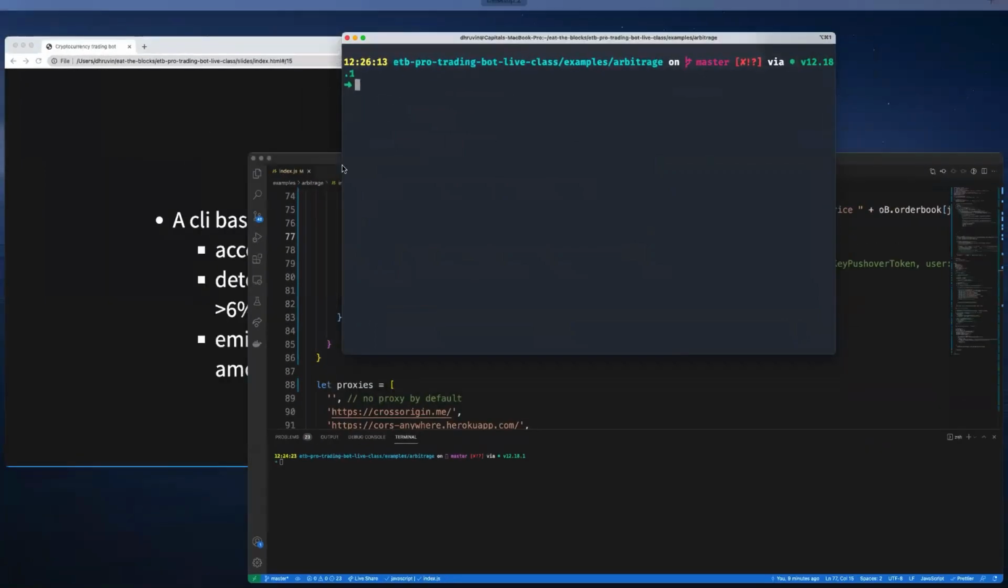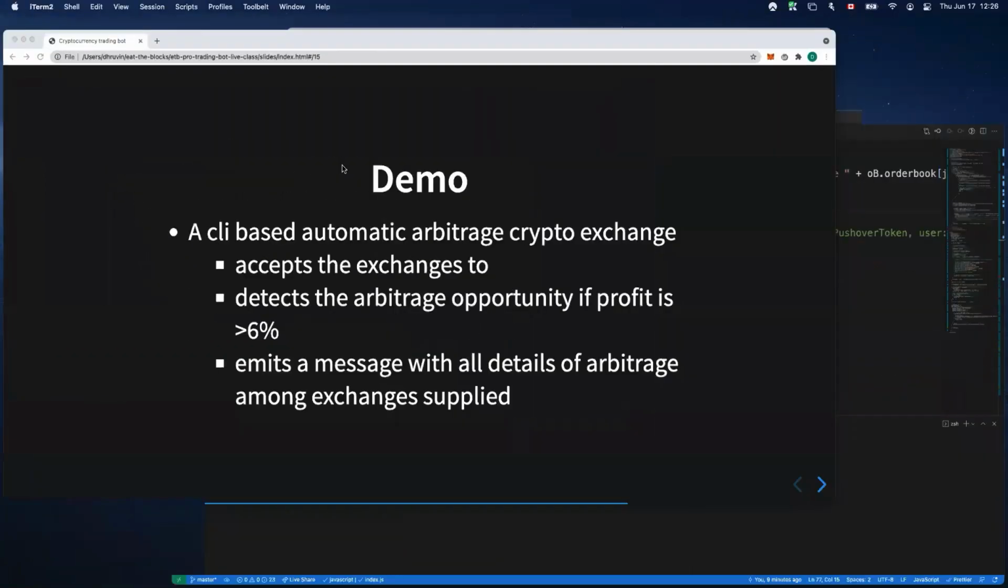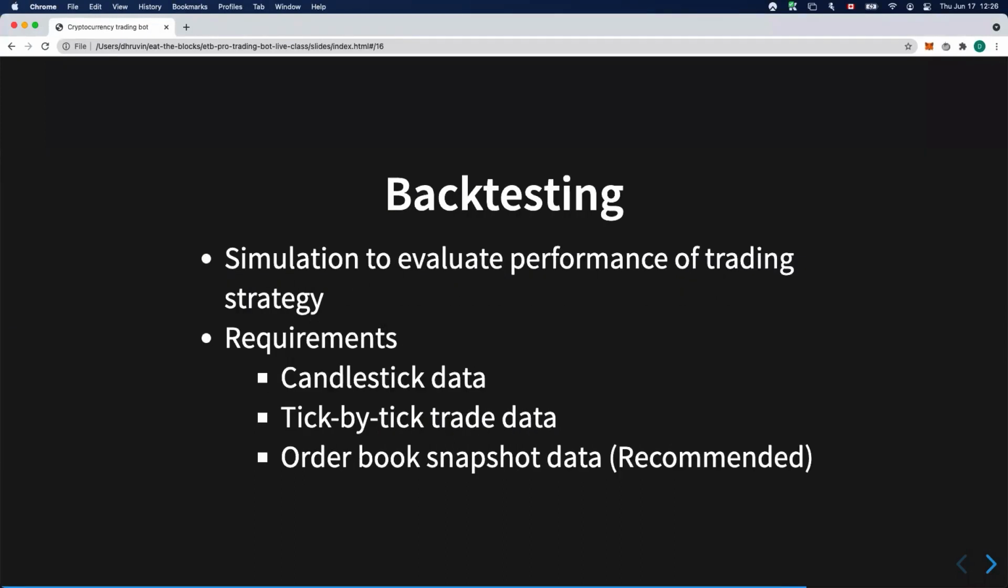Going back to our presentation, that was the demo part. We looked into the backtesting. As I said, it's just a simulation to evaluate what the performance of our trading strategy will be. In our case, it was arbitrage. In arbitrage, there are a lot of combinations where you can get exposure to learning how to create an order, and how to make sure that there is a bid and ask price existing in both the exchanges, and so forth. So how to do backtesting? There is one way, through candlestick data, where we can do the backtesting.